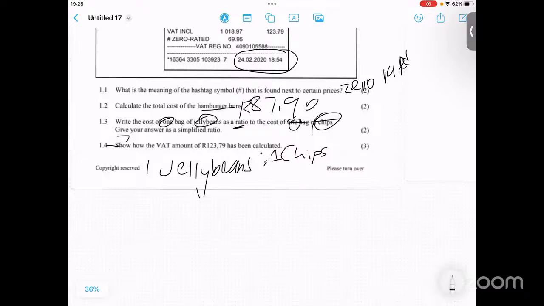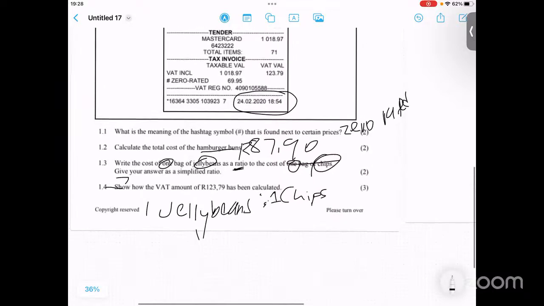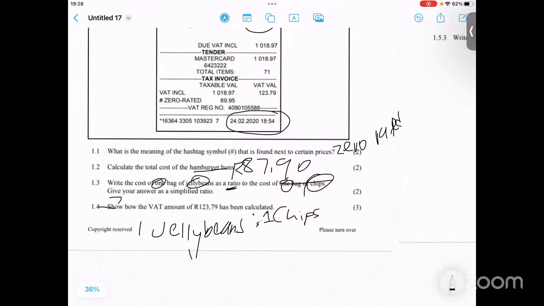Let's look at number 1.4. They say show how the VAT amount of 123 rands 79 cents has been calculated. How has it been calculated? Does anybody know how the VAT of that 123 was calculated?